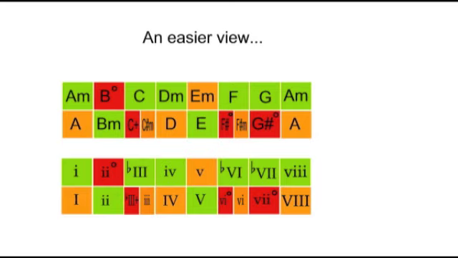First, I wrote out the A natural minor diatonic series and colour-coded the chords: green for those that are commonly used, orange for those that are less frequently used, and red for those I had never seen used. You can see that in the top line here.